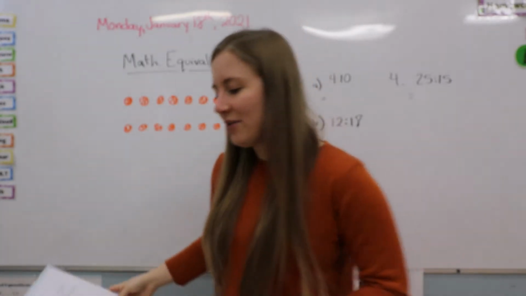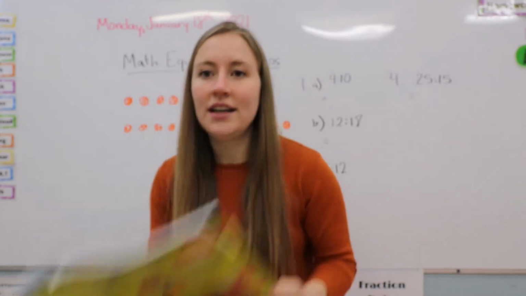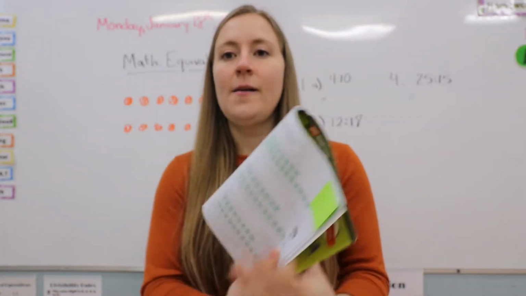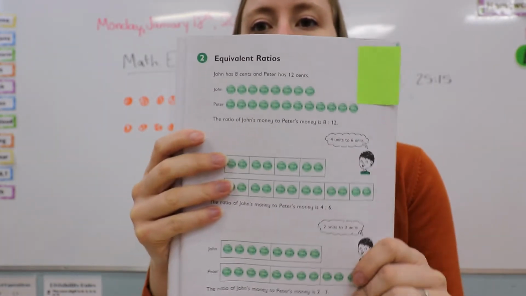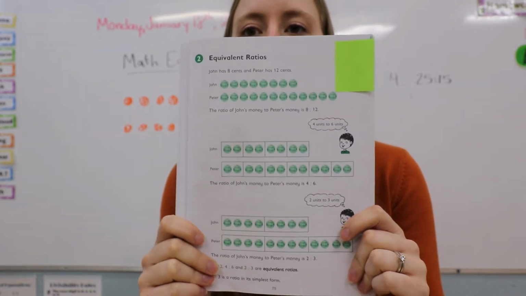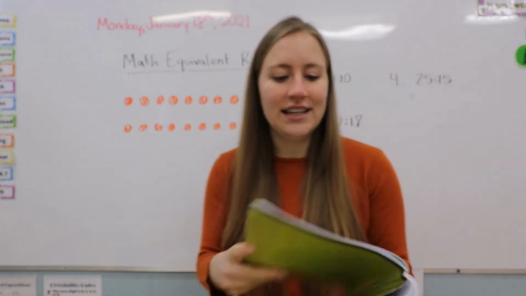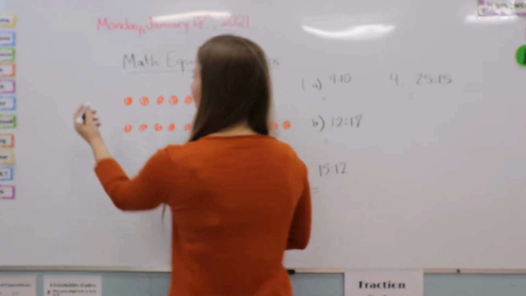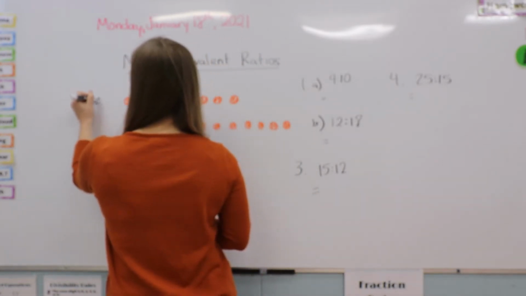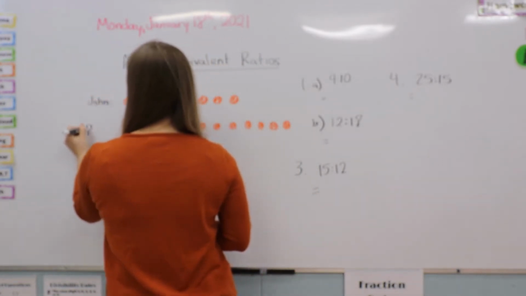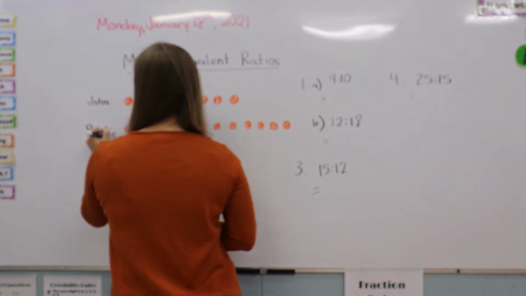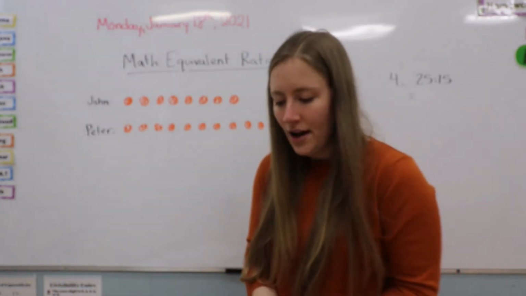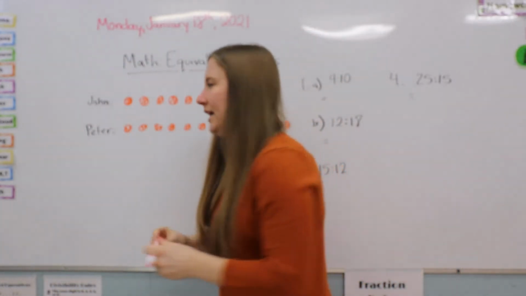So let's take a look at that. We're going to use our textbook to learn more about this. If you can open your textbook to page 75, this is what we're going to be looking at today. Okay? So let's get started. It says that John has 8 cents and Peter has 12 cents. So I've got John here and Peter here. Okay, so the ratio of John's money to Peter's money is 8 to 12.